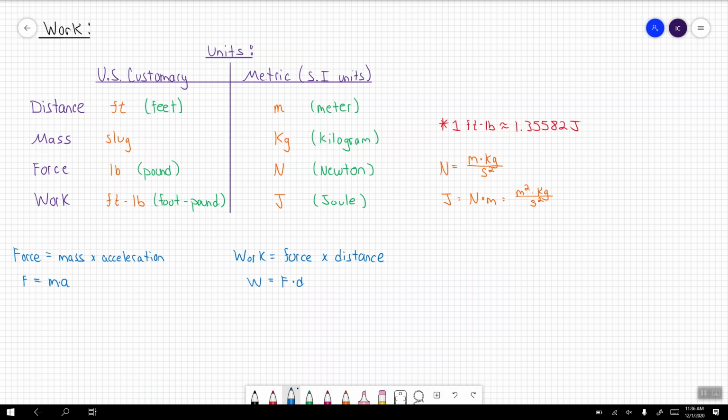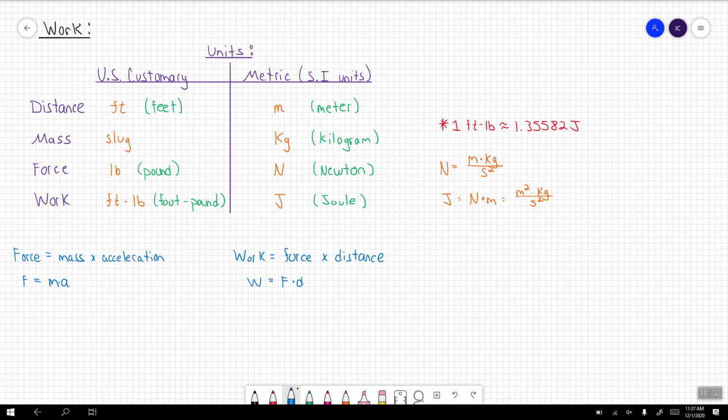On screen here you have two different units that we use. The one on the left is US customary, otherwise known as your imperial units. In US customary, if we want to talk about distance, we use feet. If we want to talk about mass, we use slugs. If we want to talk about force, that's going to be a pound. And work is going to be known as foot pound or foot pounds.